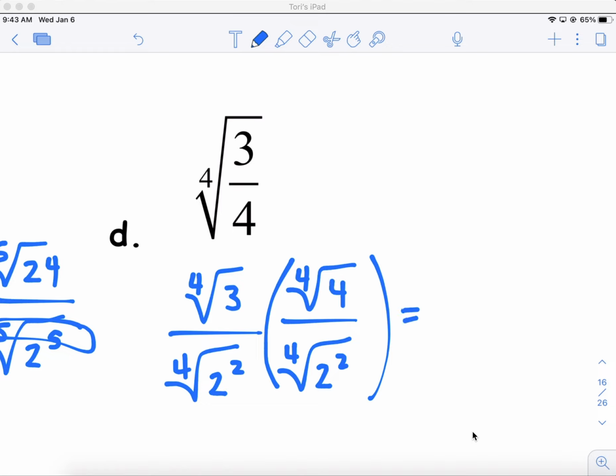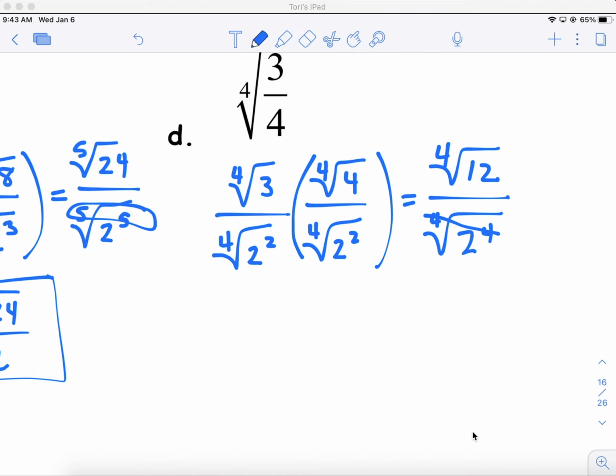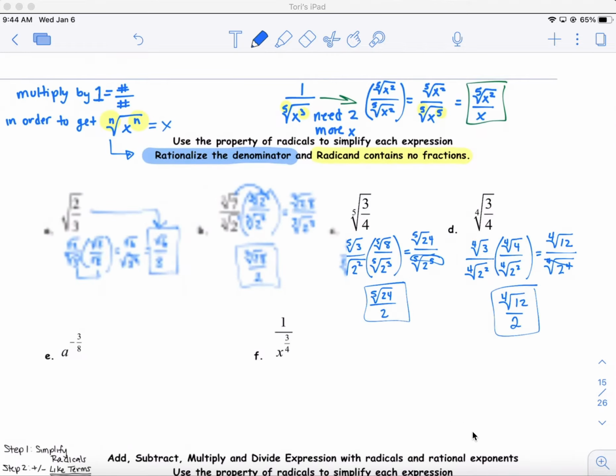When we simplify, now I have 4th root of 2 to the 4th power. These are going to cancel. And on top, I have the 4th root of 12. The 4's cancel out, leaving you just a 2 on bottom, and I have 4th root of 12 on top. This is my final answer. If you need to pause the screen, copy anything you missed on that top row, we're going to move to the bottom.